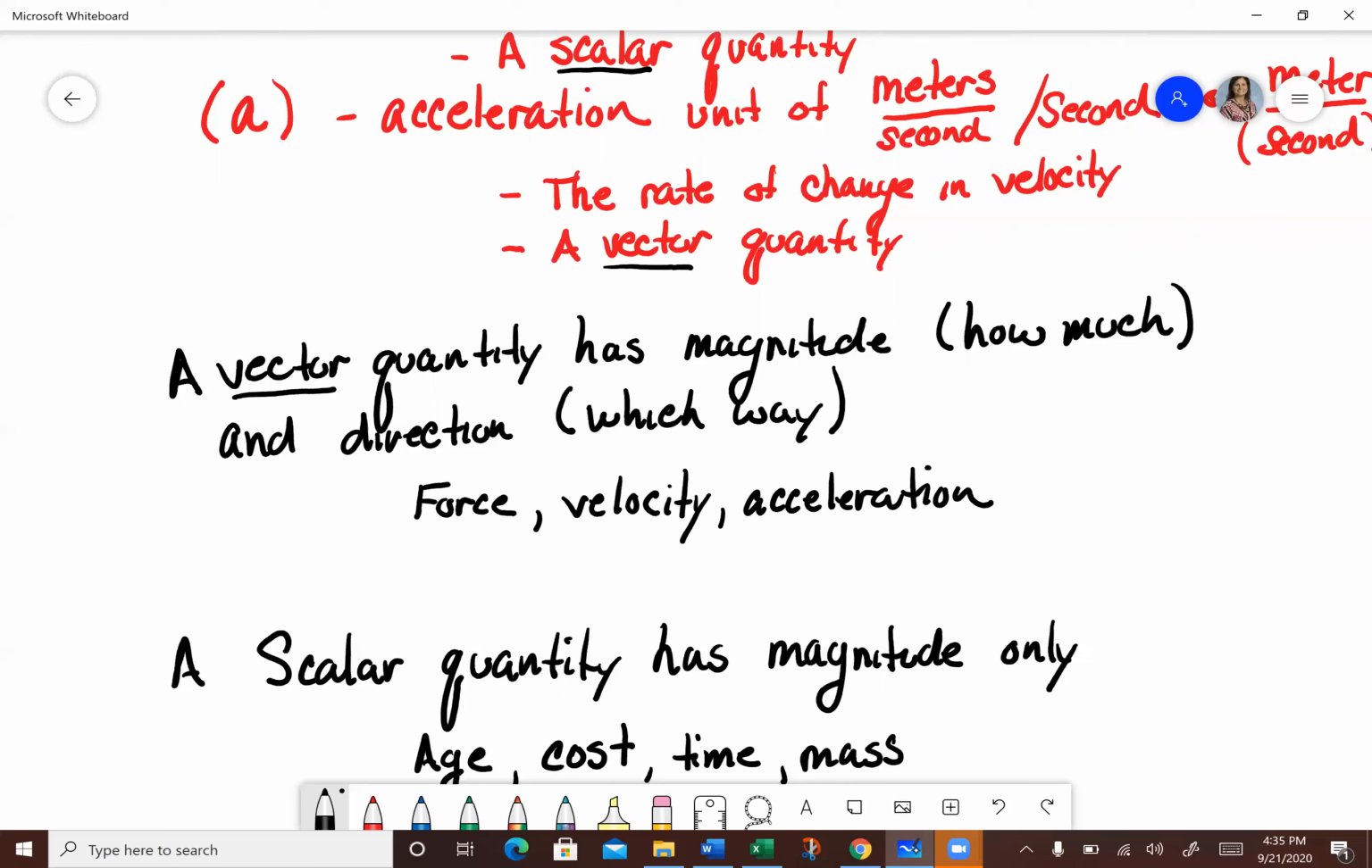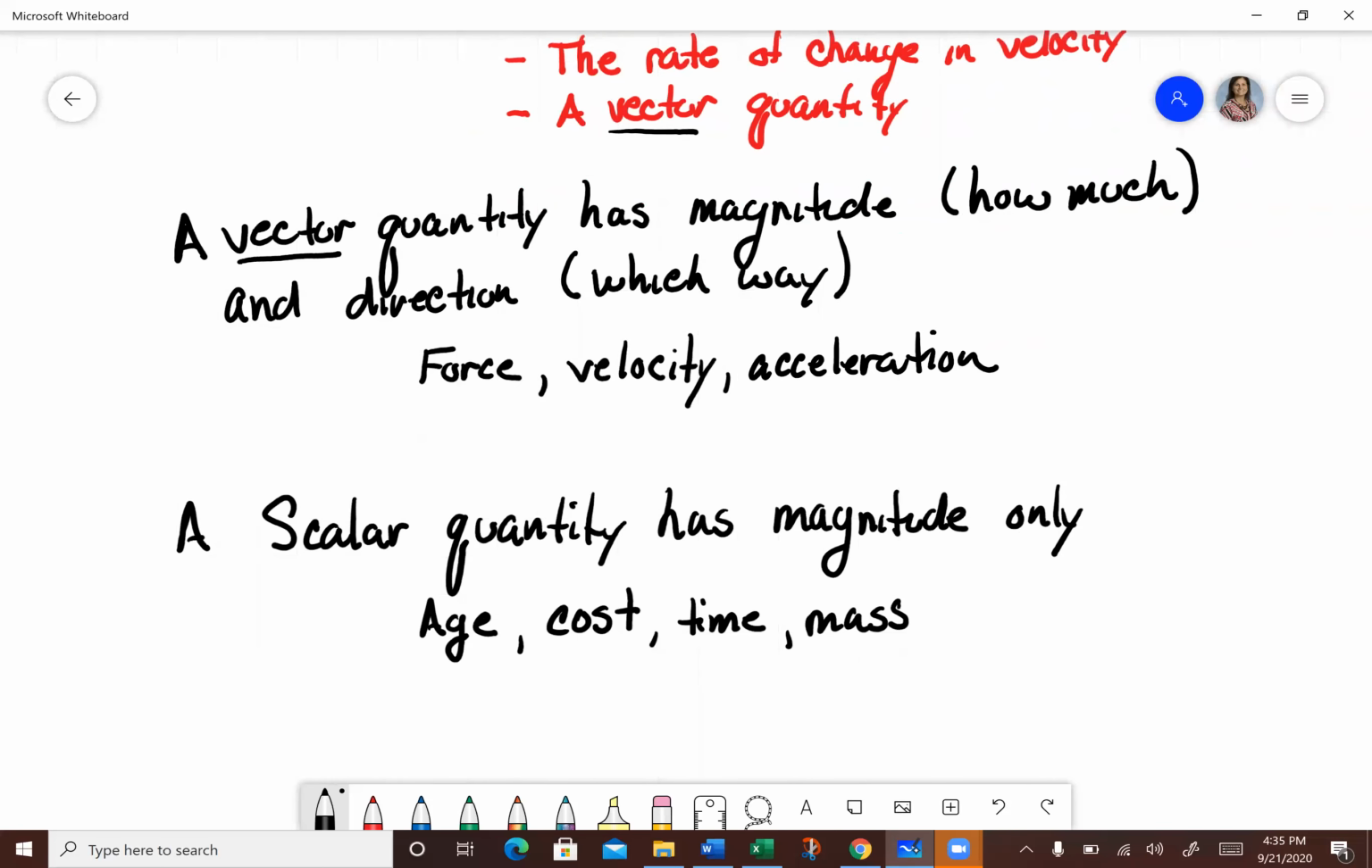So a vector quantity is anything that has magnitude and direction. You have to think to yourself, is there direction to go with it? We would consider that a vector quantity. Does it not matter that it doesn't have direction? That's a scalar quantity.